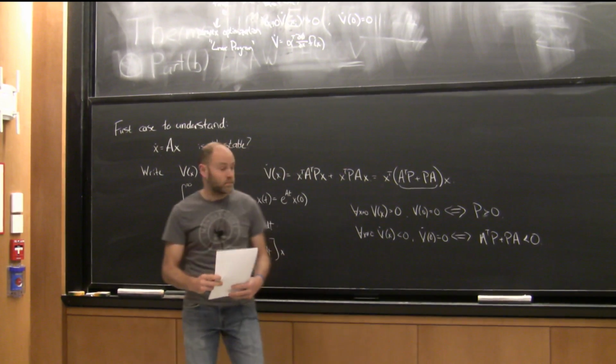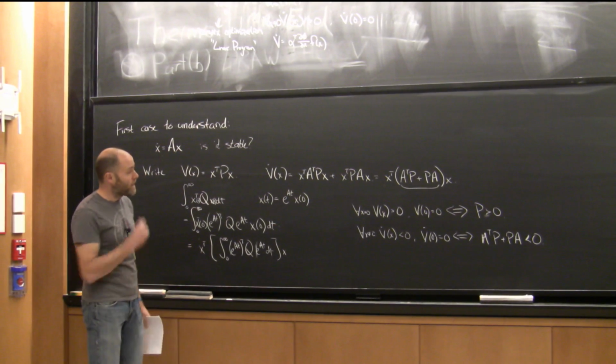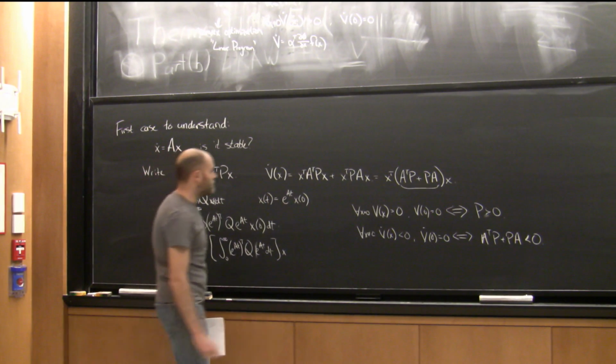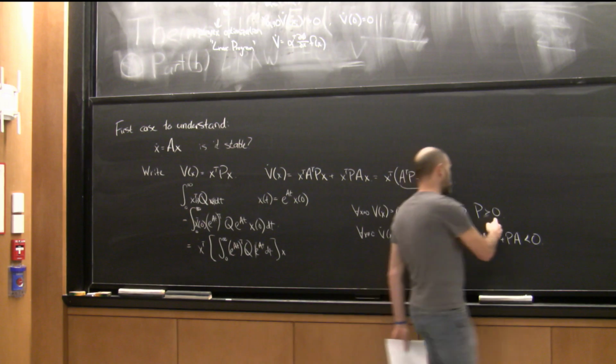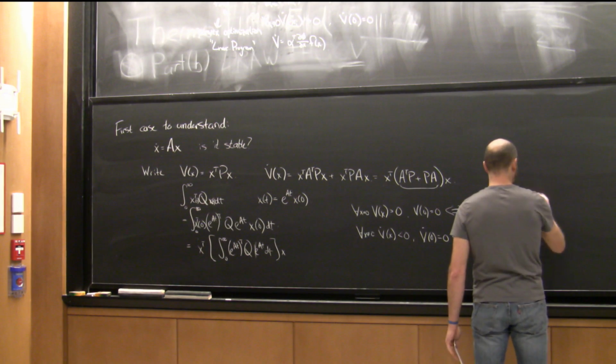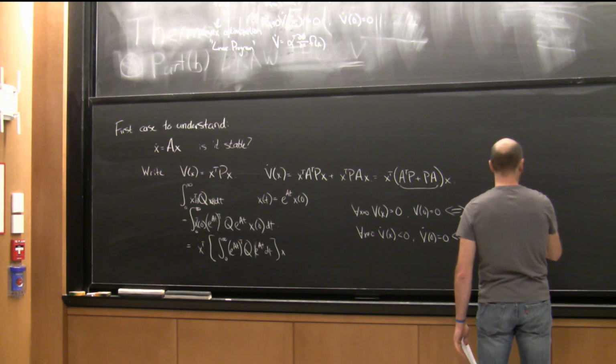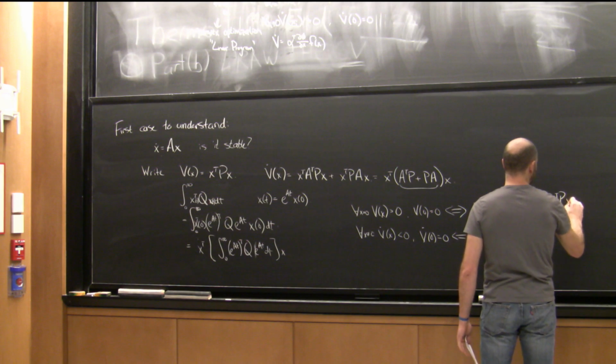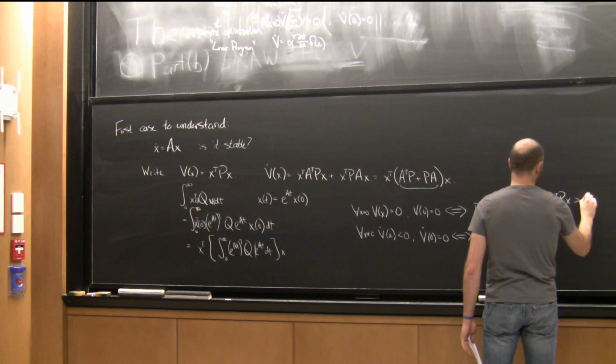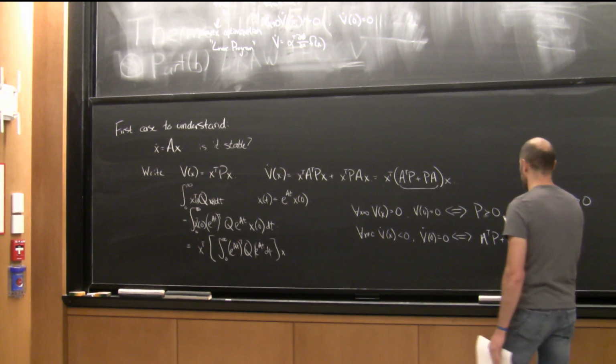Why is V of x greater than 0 as long as P is positive definite? That is sort of the definition of positive definite. Positive definite means that for all x, anything you multiply, x transpose P x is greater than 0. That's the definition of positive definite.